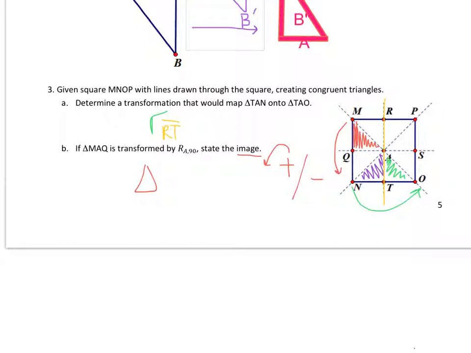So if I rotate around A, that means A stays stationary. And if I rotate 90 degrees, this angle Q is now going to map onto T. Swing it 90 degrees and it maps to T. So now my triangle becomes NAT. And notice the order that I wrote the letters in. M gets mapped to N, A stays the same, and Q gets mapped to T. Remember that Q kind of looks like a right angle, and so does T, and so Q gets swung around or turned around to map onto T.